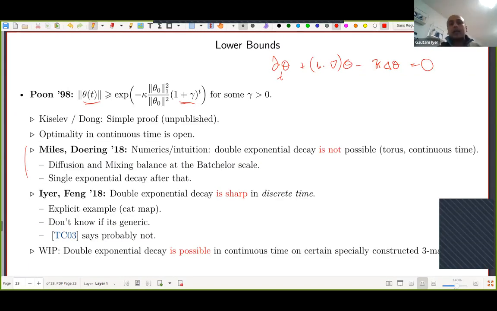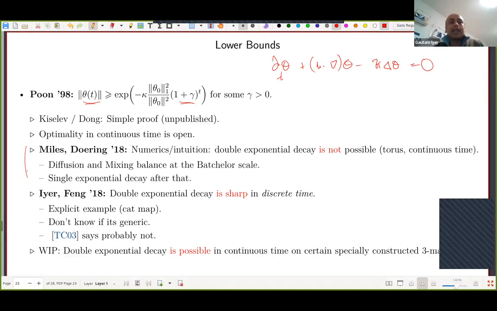And I actually had a bet about this with Charlie because around the same time, Yuan and I looked at the same thing in discrete time. And here you have an example. I have an explicit example where I do get double exponential decay. I don't know if it's generic, but I have one example. There's a paper of Thiffeault and Childress in 2003 that says it's probably not generic, right? But okay, there's some work in progress.